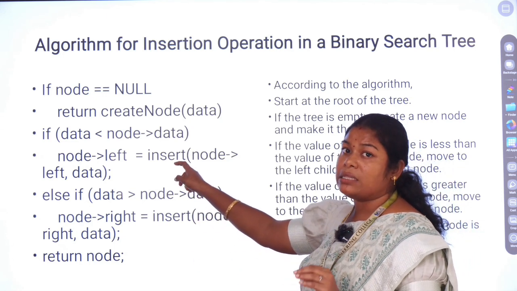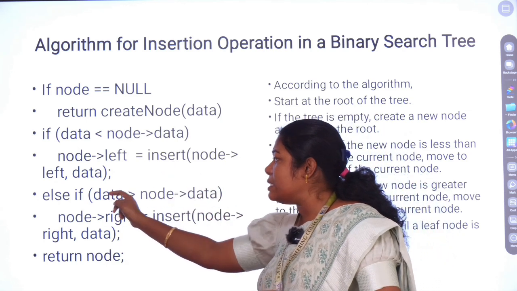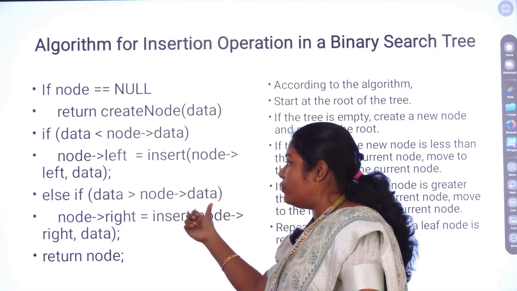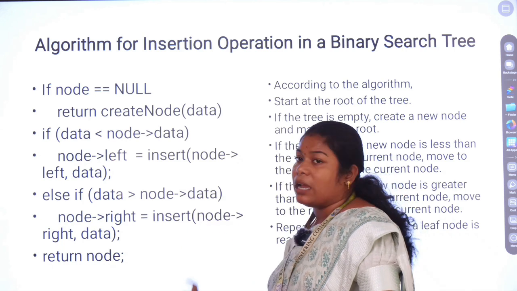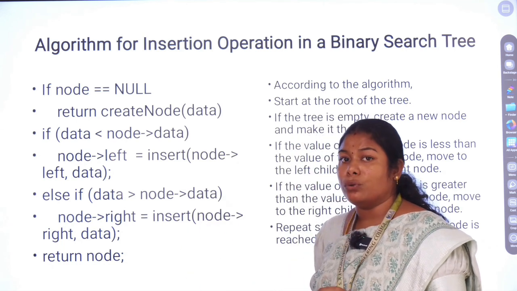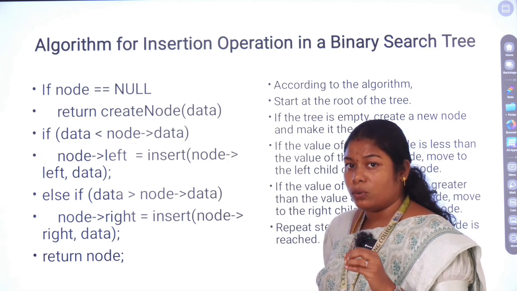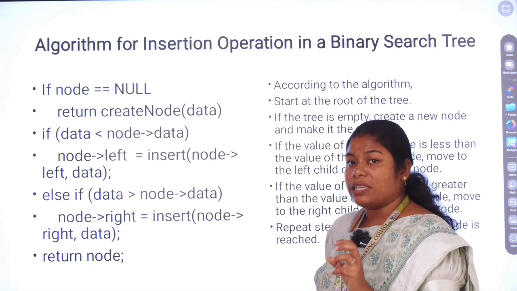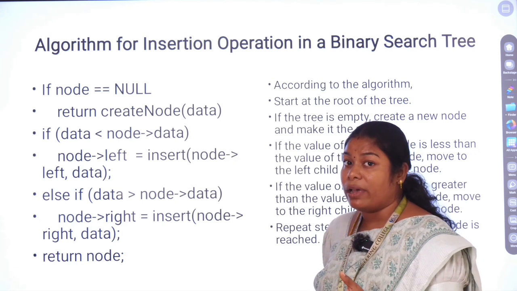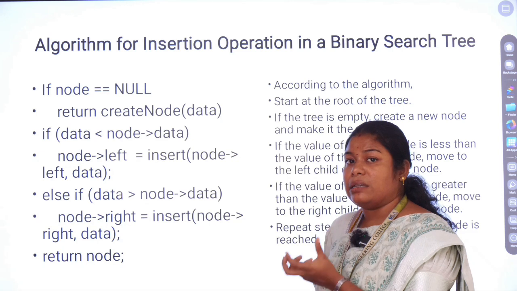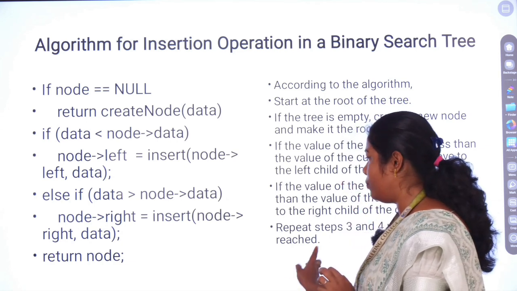When my data is lesser than the root node, I will go with that. Else if my data is greater than node data, then node of right is equal to insert node right comma data. Here what I am going to do is the same process. I will check the element I am going to insert into the tree with the root node. If that insertion value is greater than the root value, I will directly insert it into the right subtree of the binary search tree.